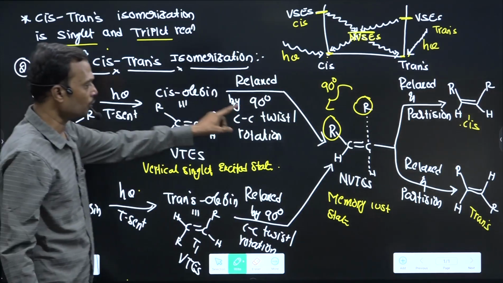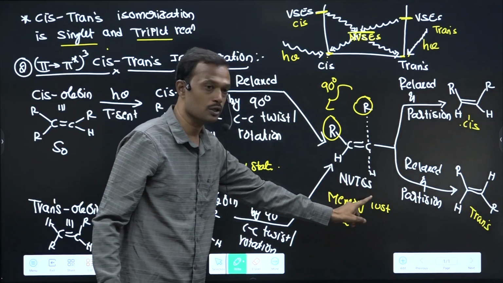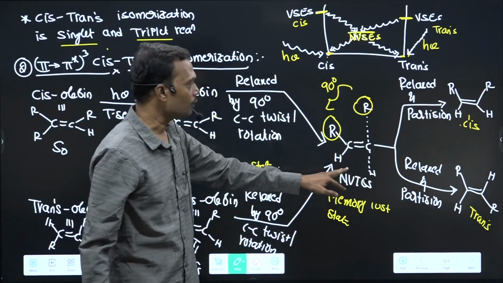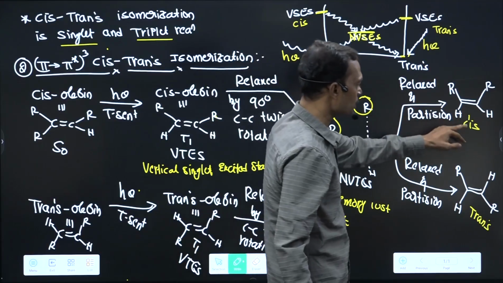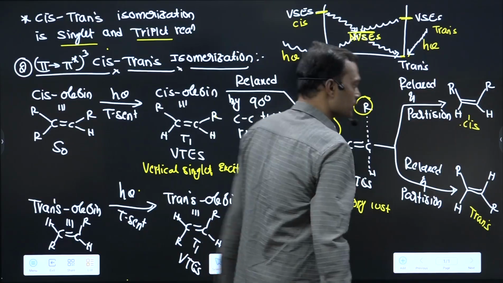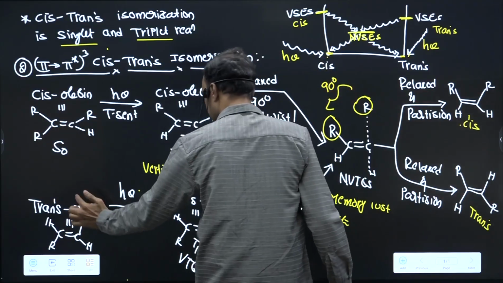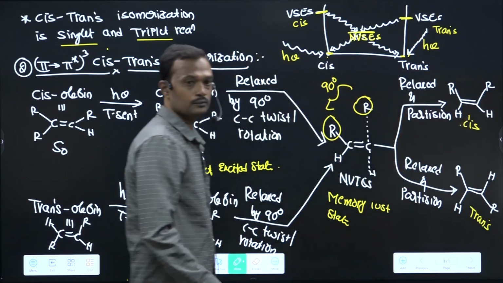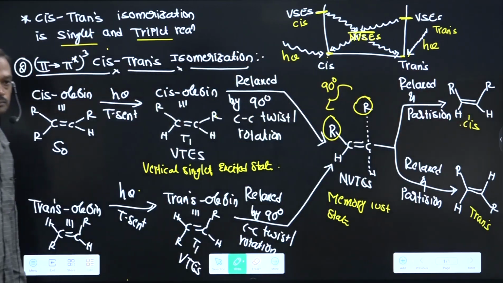Now cis is converted to the non-vertical triplet excited state, the memory loss state, same points as this. Then after this, it relaxes and partitions to the cis isomer and trans isomer. This is always constant. You can start with the cis isomer or you can start with the trans isomer. You can prepare this composition constantly. That is called the photostationary state.